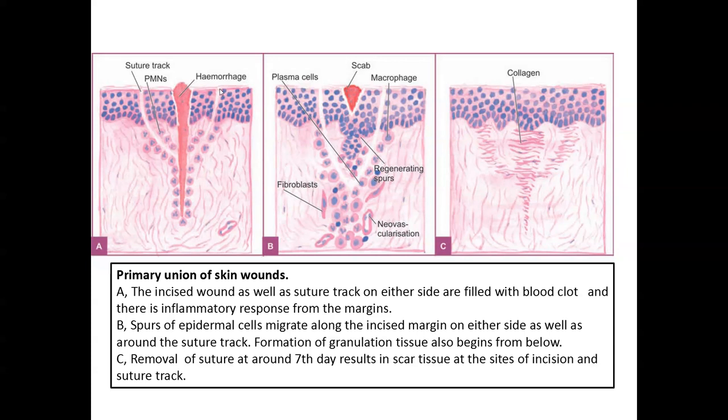Then spurs of epidermal cells migrate along the incised margin on either side, as well as around the suture tract. Formation of granulation tissue also begins from below, and then removal of sutures at around the seventh day results in scar tissue at the site of incision and suture tract. So you see here the mature collagen tissue.